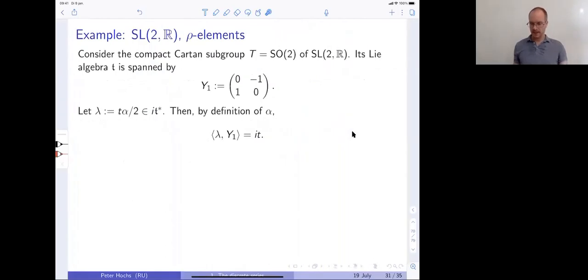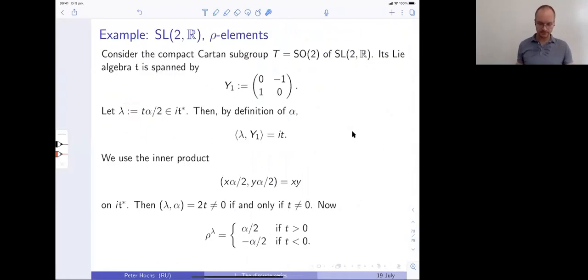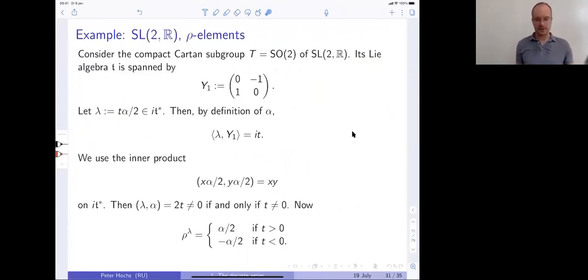Now, just to finish up, I want to do the SL2(R) case. For the compact Cartan subgroup SO(2), which is where we need to start, it is represented by this. We parameterize i t star by the real numbers, taking H of alpha over 2 as a basis. Alpha maps it to 2i, so it maps this to i times t. We just take the standard inner product on the real numbers.